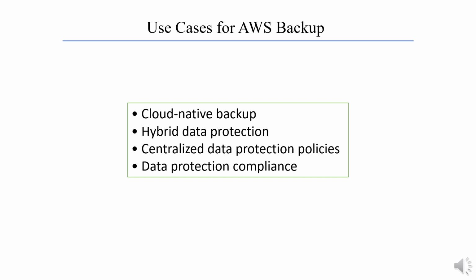Cloud-native backup. Backup key data stores such as your buckets, volumes, databases, and file systems across AWS services. Hybrid data protection. Centralized data protection management for your applications running in hybrid environments such as VMware workloads and AWS Storage Gateway volumes. Centralized data protection policies. Configure, manage, and govern your backup activity across your company's AWS accounts, resources, and AWS regions. Data protection compliance. Examine your resources against data protection policies to ensure compliance with organizational or regulatory requirements.